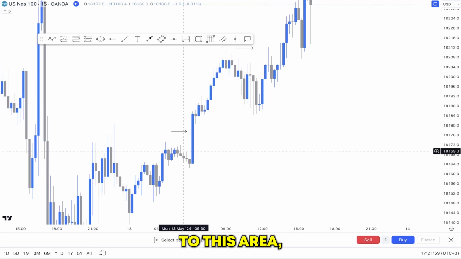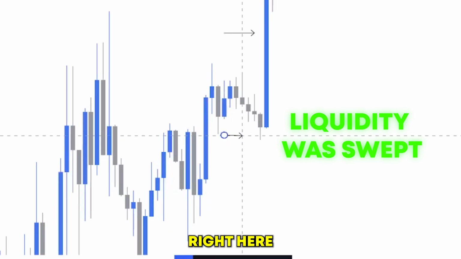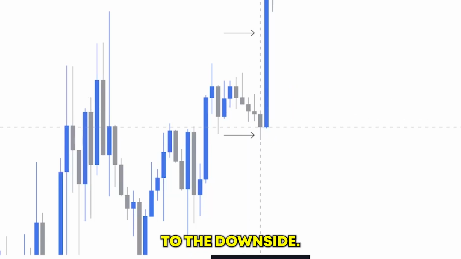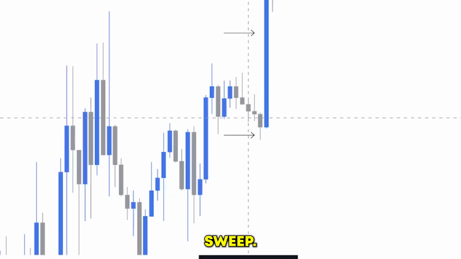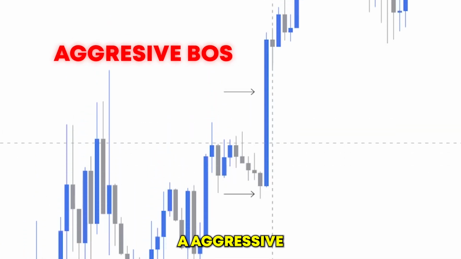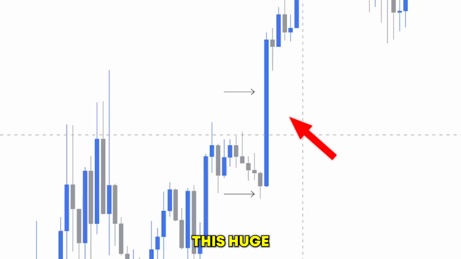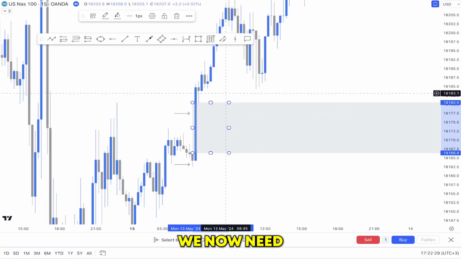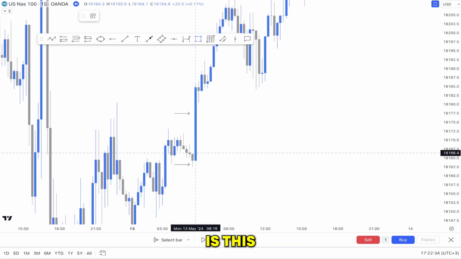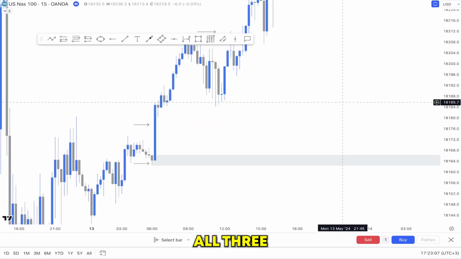So going back to this area, we can see that if we zoom in, price swept liquidity right here as well. Okay, below this low, price swept liquidity with this fake out to the downside. So we have a liquidity sweep. We were able to identify where liquidity was swept. We also have an aggressive break of structure. Why? Because we were able to identify this huge fair value gap. And lastly, we now need to identify the point of origin, which in this case is this unmitigated demand level right here. So this is exactly how I applied all 3 concepts.